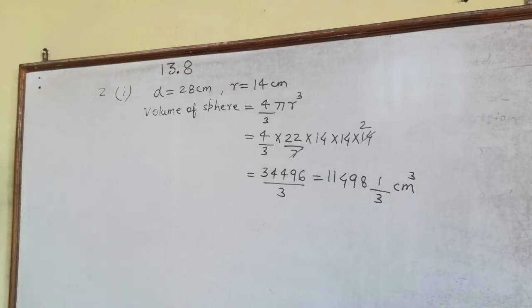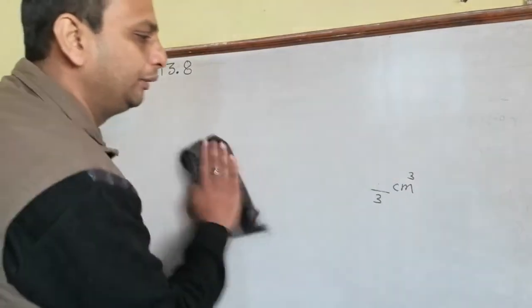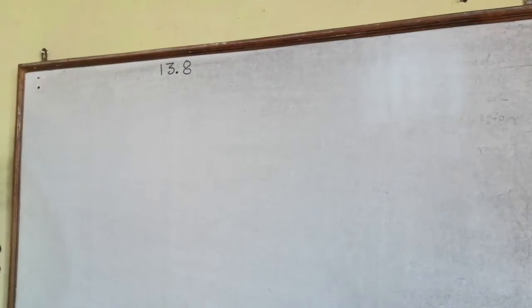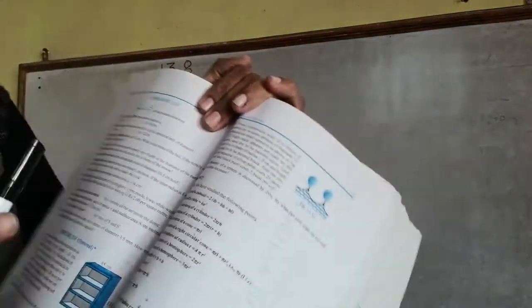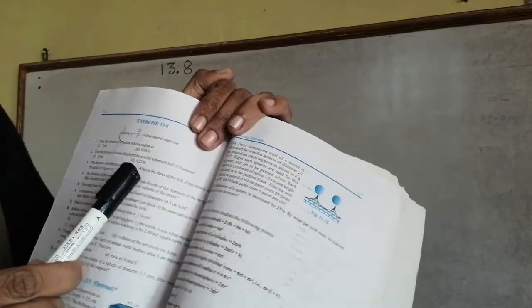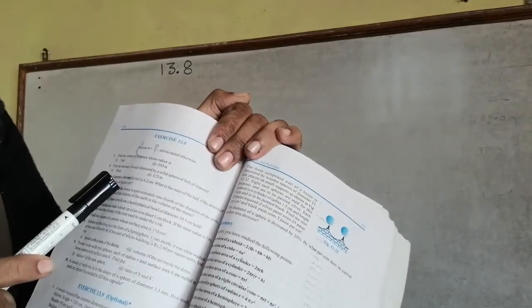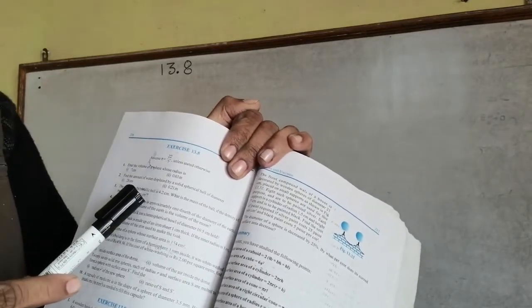Now in the third question it is asked to find density. So first let me explain this question. I am reading that question. The diameter of the metallic ball is 4.2 centimeter. And what is the mass of the ball if the density of the metal is 8.9 gram per centimeter cube?